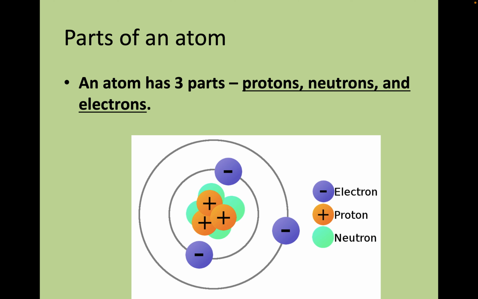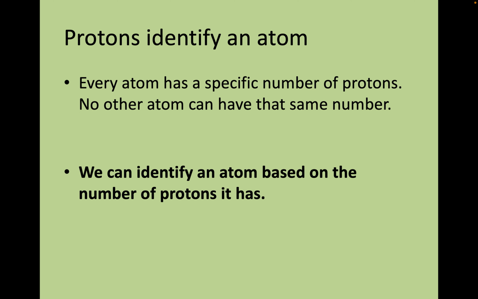So what's in an atom? Atoms have three parts. There's protons, neutrons, and electrons. The protons and neutrons are in the middle. The electrons are around the outside. We're going to see more about each of them.